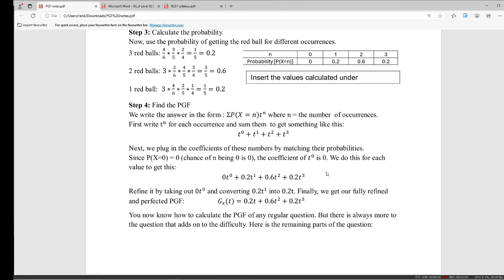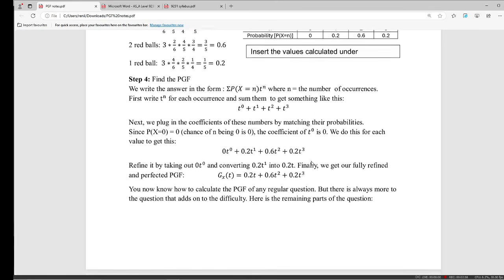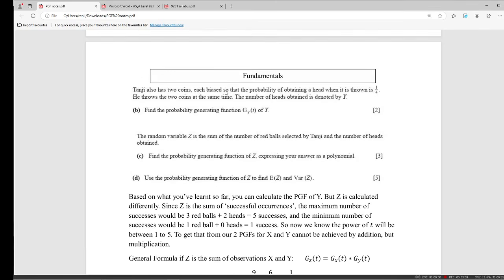So now you know how to calculate a PGF of any regular equation. So that is really good. But what adds on to the difficulty are the remaining parts of the question. Over here they ask us to find the PGF of Y, when Y is when you toss a coin and the probability of obtaining a head is 1 by 4. When you toss 2 coins at the same time, the number of heads is Y.